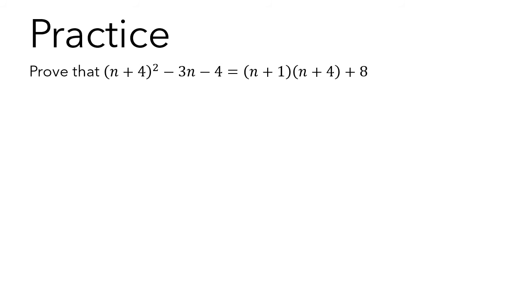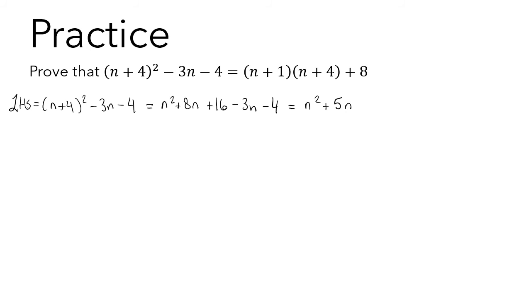Okay, this example is going to be a left-hand side, right-hand side proof. So we're going to simplify the left-hand side, simplify the right-hand side separately, and show that those two things equal the same thing. So let's start with the left-hand side. LHS equals (n plus 4) squared minus (3n minus 4). So (n plus 4) squared is n squared plus 8n plus 16. And then again, that's minus 3n plus 4... So I can simplify this to get n squared plus 5n plus 12.